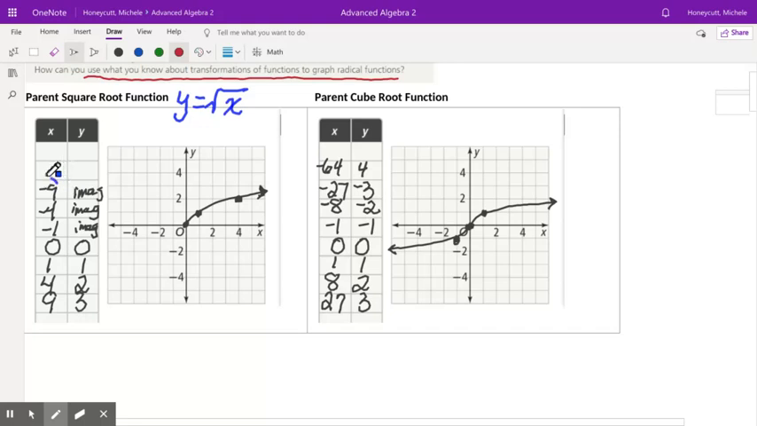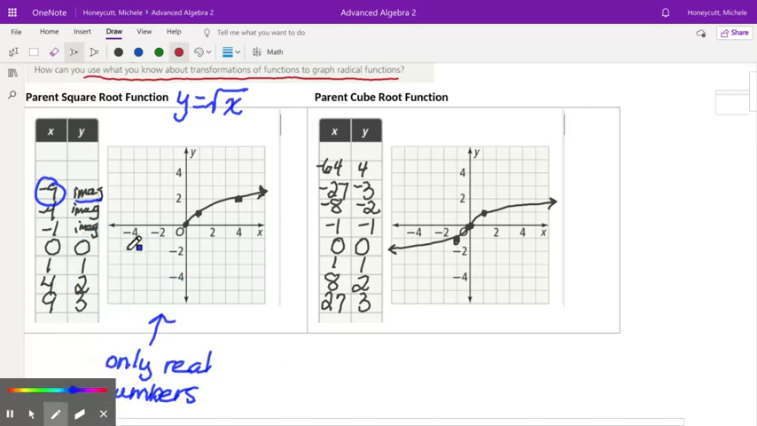But if you look at the negative numbers, like -9, y would have to be the square root of -9, and the square root of -9 would be imaginary. And the coordinate plane only graphs real numbers. So since we can't see imaginary numbers graphed on the real coordinate plane, we're only going to be graphing real numbers. So none of the negatives will show up. So this is why the parent square root function stops at 0, 0.